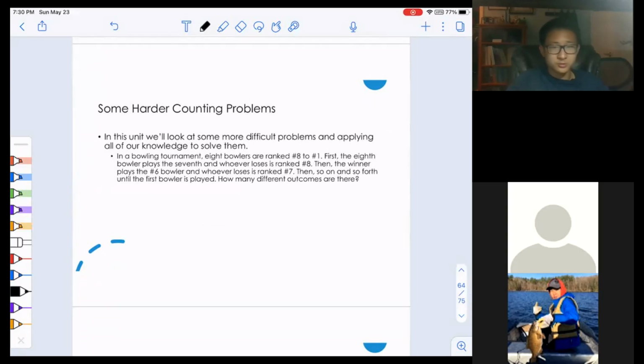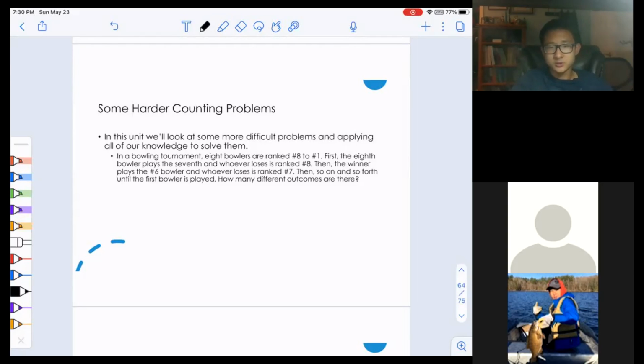So in a bowling tournament, 8 bowlers are ranked 8 to 1. First, the 8th bowler plays the 7th, and whoever loses is ranked number 8. Then the winner plays the 6th, and the loser is ranked 7th, and so on and so forth until the winner of the second one plays number 1, and whoever loses is ranked number 2, while the winner is number 1. So how many different outcomes are there?